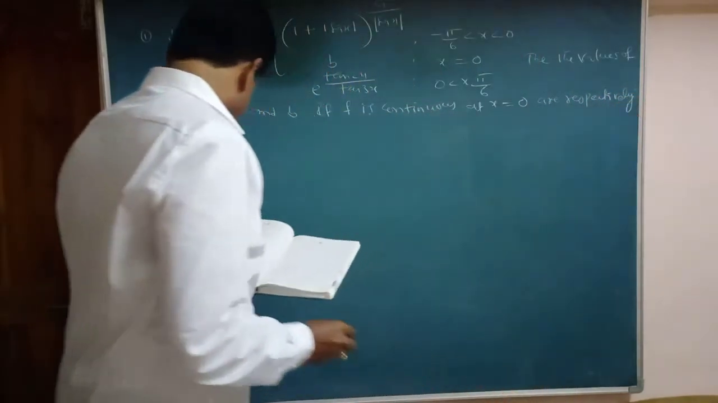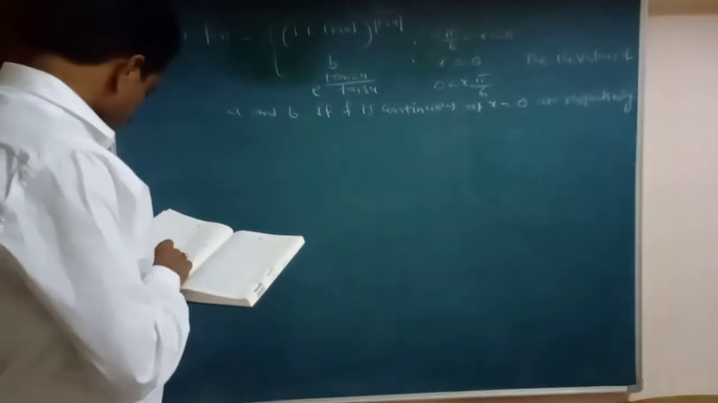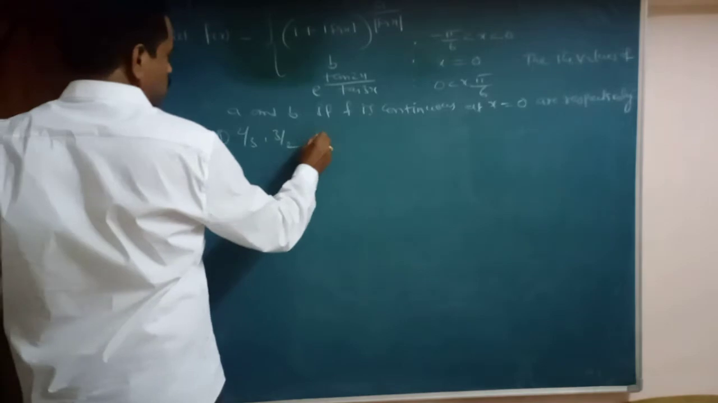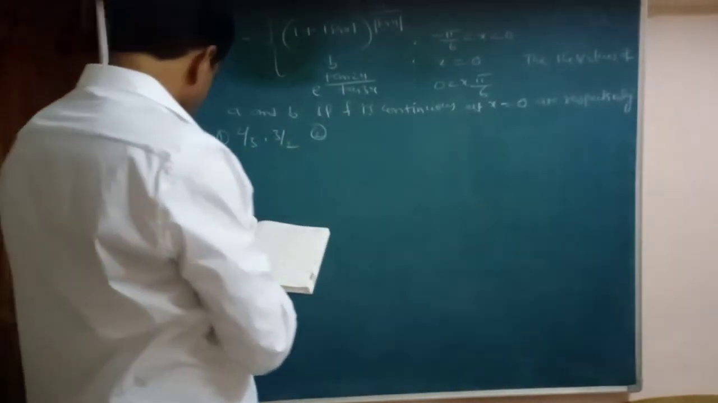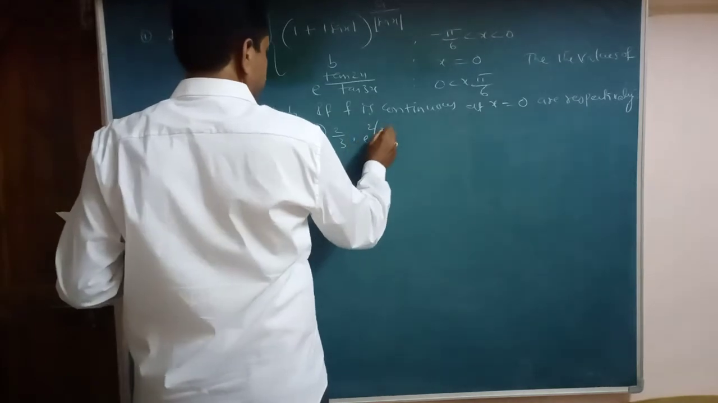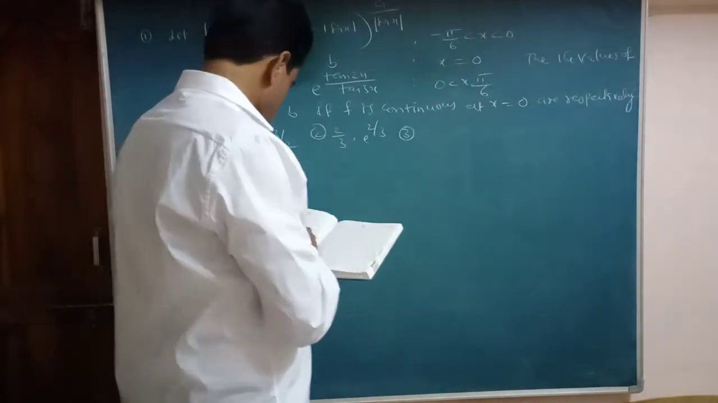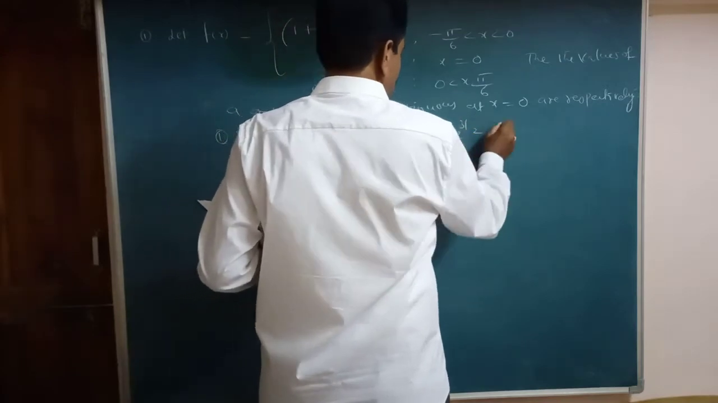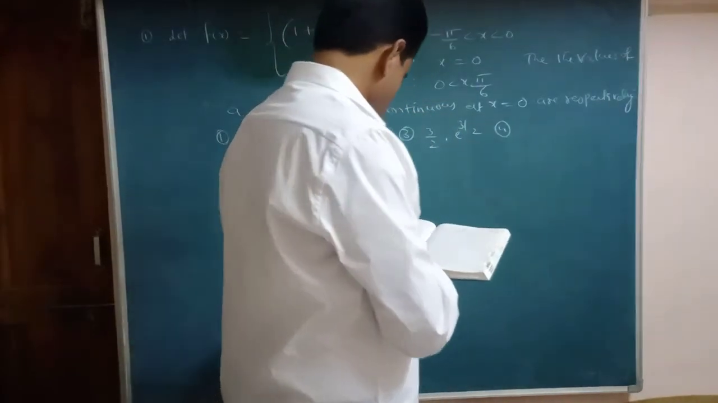Your first option: 2 by 3 comma 3 by 2. Second option: 2 by 3 comma e power 2 by 3. And third option: 3 by 2 comma e power 3 by 2. Fourth option: none of these.